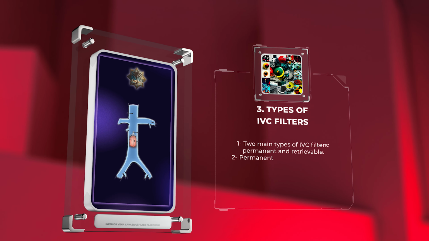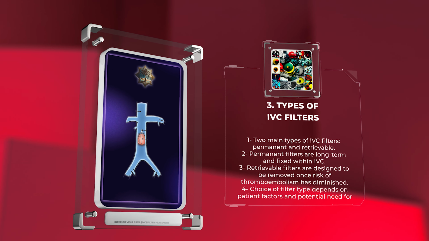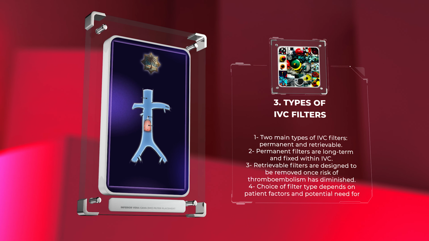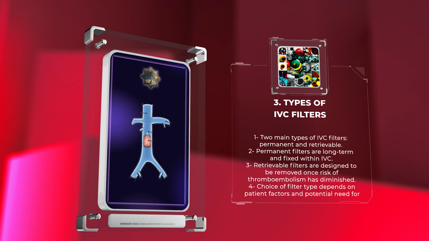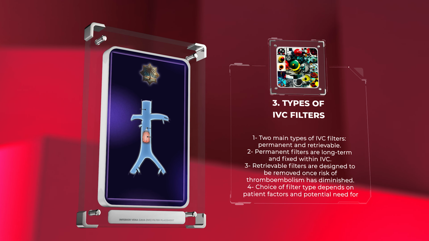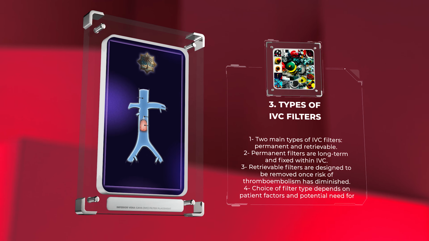In the video on IVC filter placement, we discuss the two main types of IVC filters, permanent and retrievable. Permanent filters are long-term and fixed within the IVC, while retrievable filters are designed to be removed once the risk of thromboembolism has diminished. Examples of each type are mentioned. The decision on which type of filter to use depends on patient factors and the potential need for future retrieval.